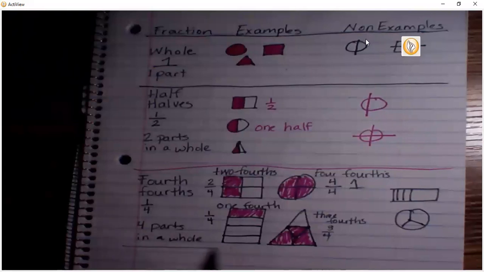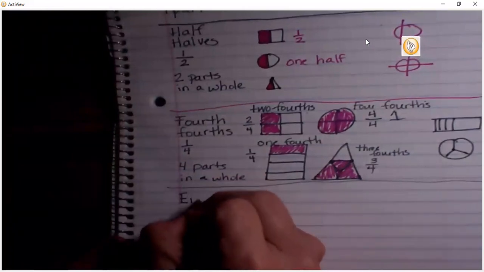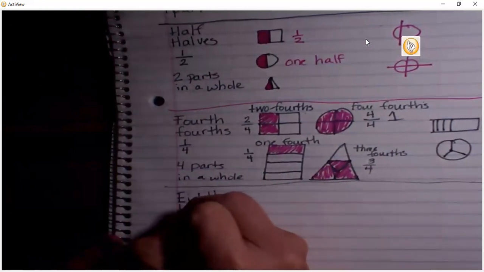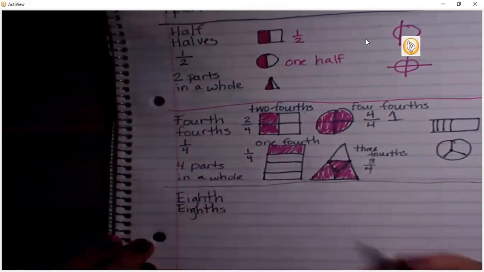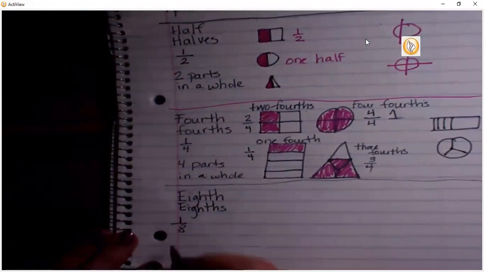All right, guys, finished catching up. Pause the video if you need to. And we're going to go on to our last one. The last one is the 8ths, eighths. And this is written as 1/8. And it just simply means that we have 8 parts in a whole.